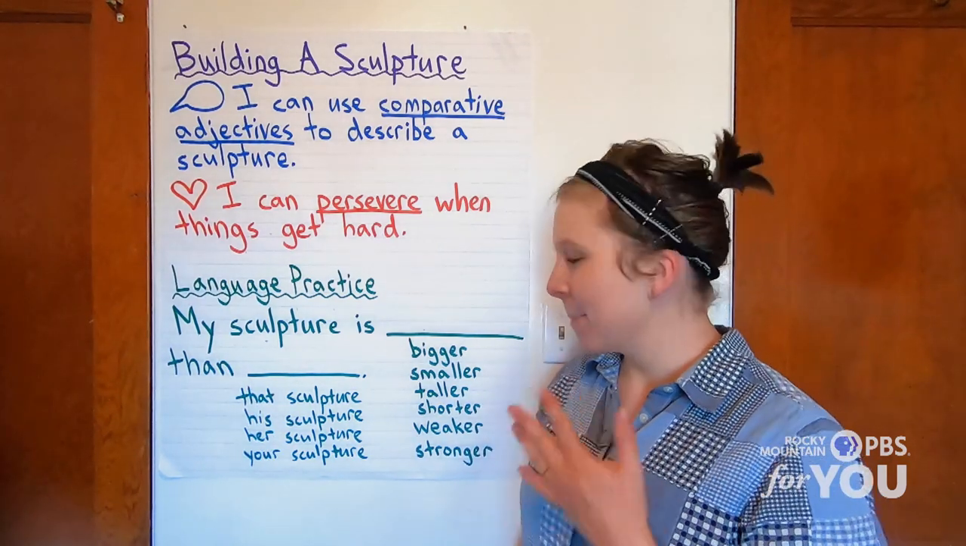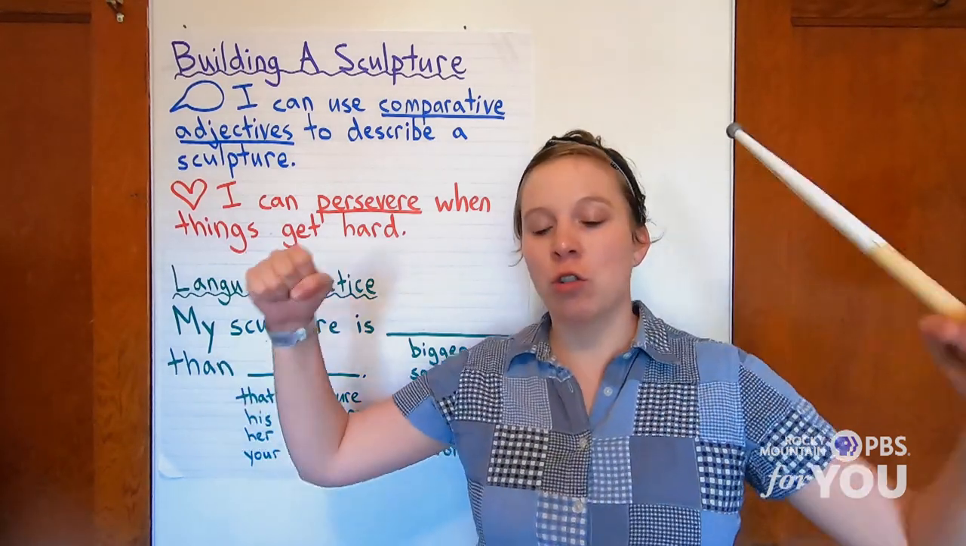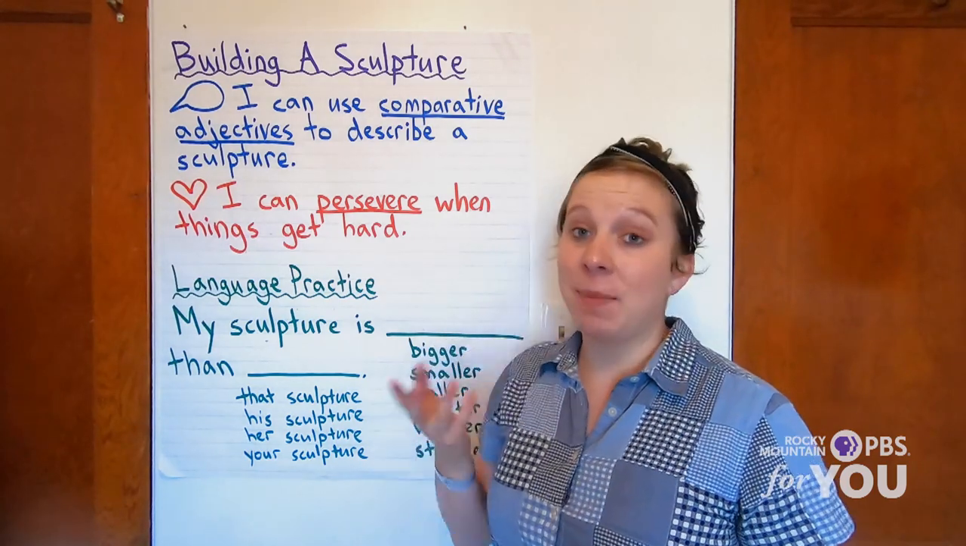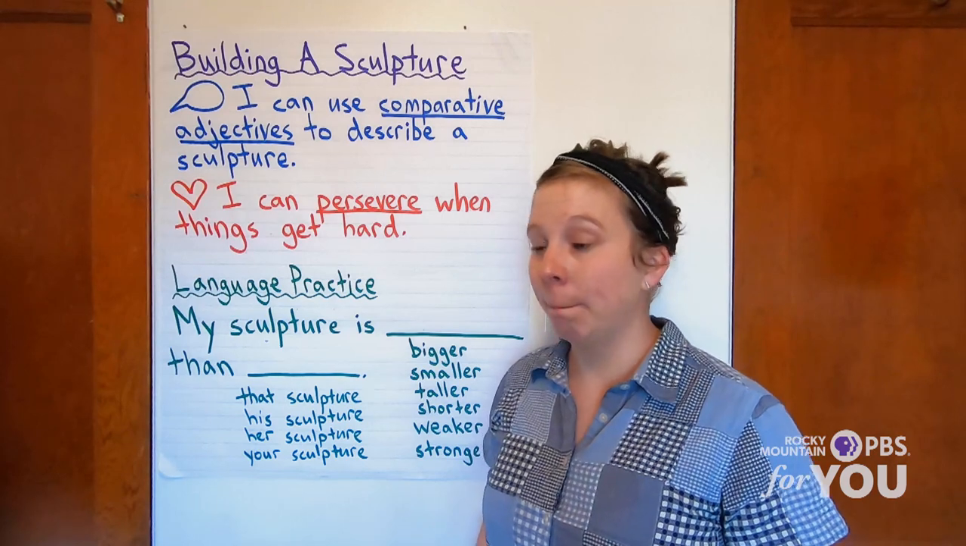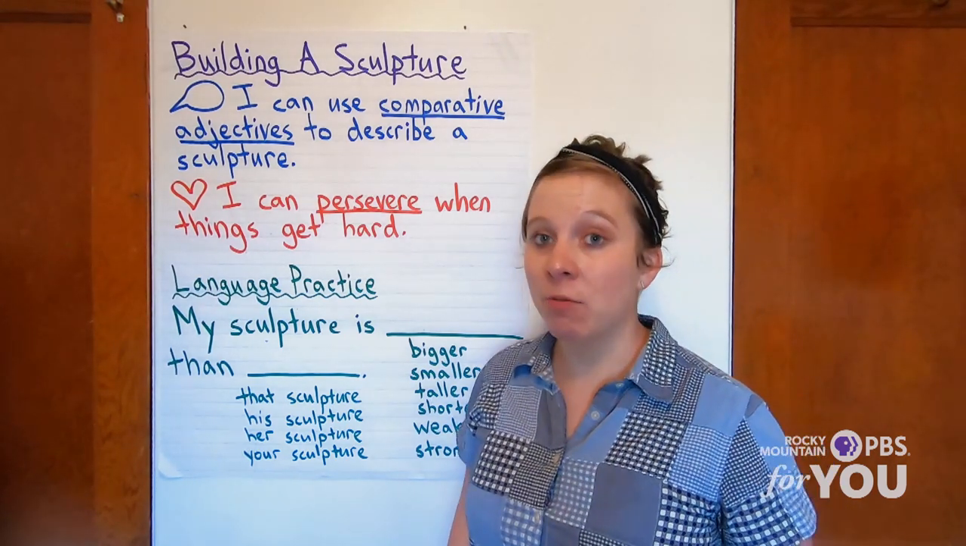My sculpture is shorter than that sculpture. Nice work. Now we have weaker and stronger. My sculpture is made out of cardboard and glue and tape. Lao Tzu is made out of I-beams, which are steel.